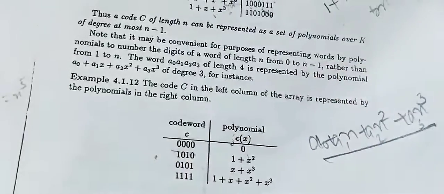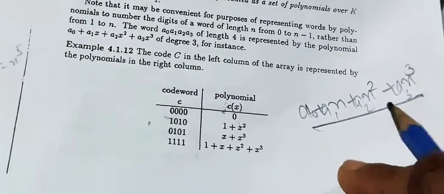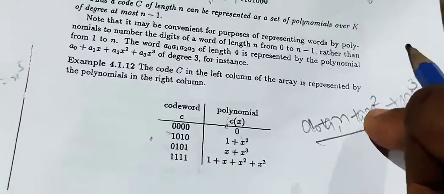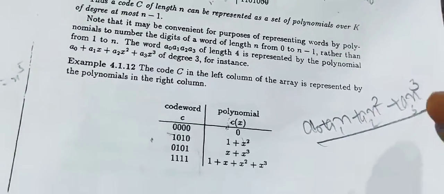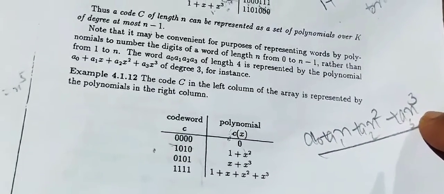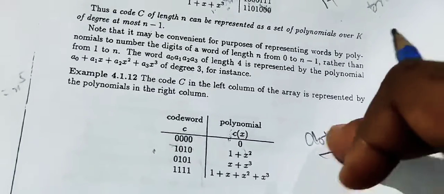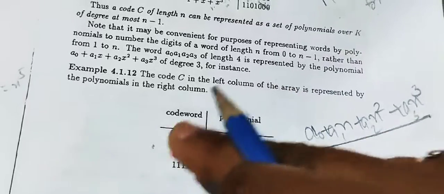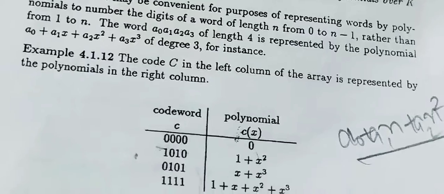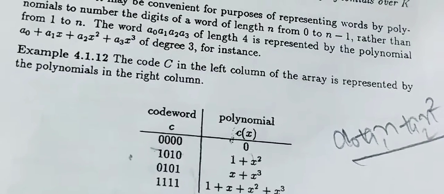The first one is 0, 0, 0, 0. That means the constant term is 0, the x term is 0, the x square coefficient is 0, and the x cube coefficient is 0. So all coefficients are 0, which is the zero polynomial. The next one is 1, 0, 1, 0. The first term is 1.